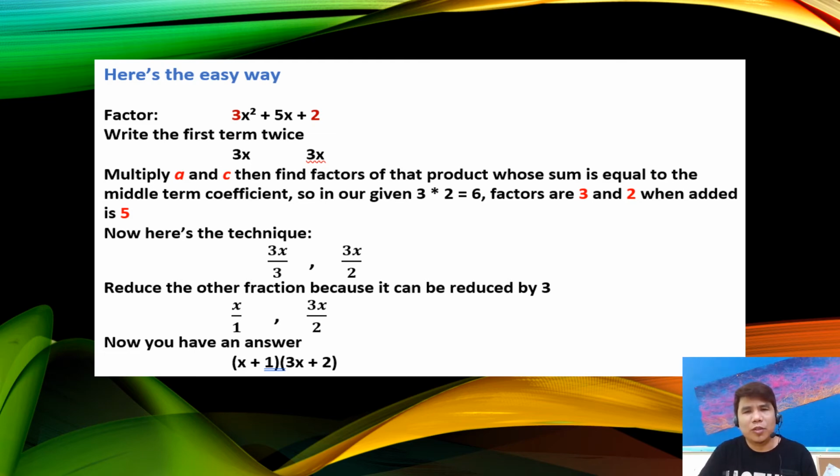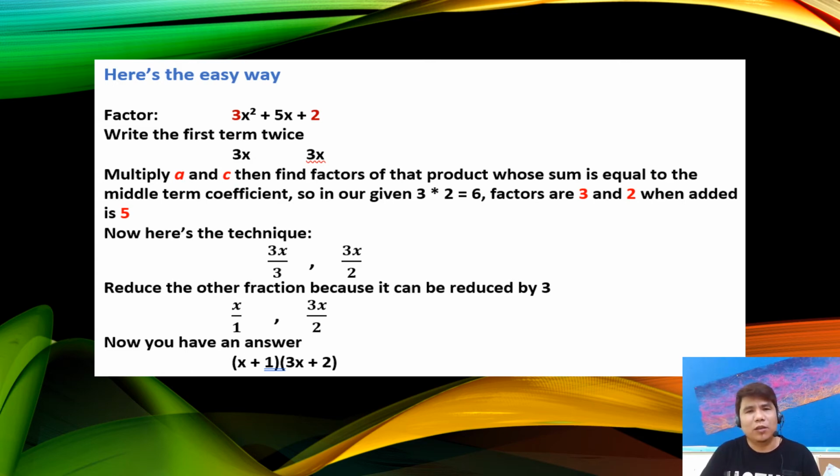So we have two fractions. And then reduce the fraction that can be reduced by 3. I'm referring to this one, 3x over 3. If you divide both by the common number 3, you have x over 1. And then this other one cannot be reduced anymore, 3x over 2. Now you have x over 1 and 3x over 2.